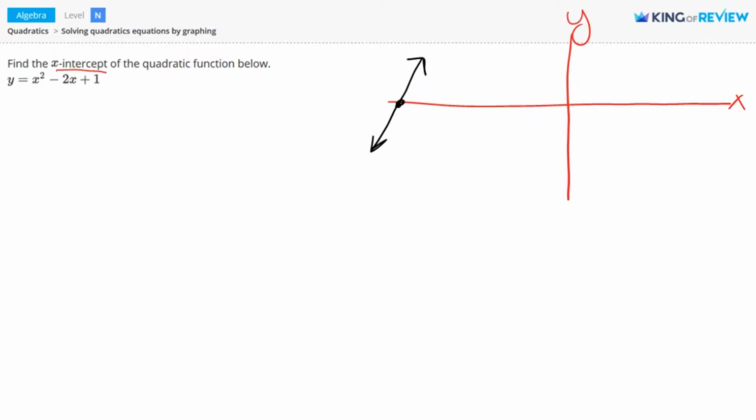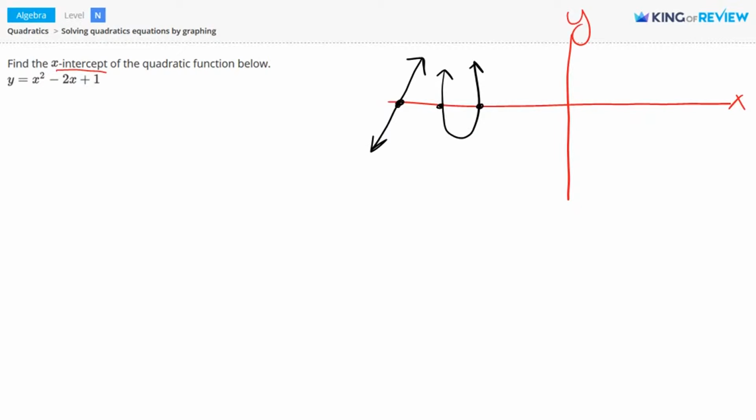And what if we have a parabola? A parabola, if we plot that, where does this parabola cross the x-axis? Well, right here and right here. So the x-intercept is where the graph crosses or touches the x-axis.